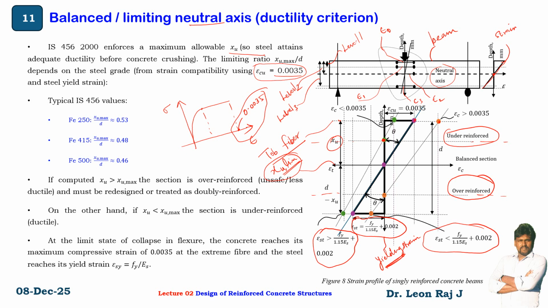In case of under reinforced, the strain in concrete reaches first. So, sorry, strain in steel reaches first. So this is strain in steel, that is tension reinforcement, always greater than the yield strain for under reinforced section, and it may or may not be less than the yield strain for over reinforced sections.